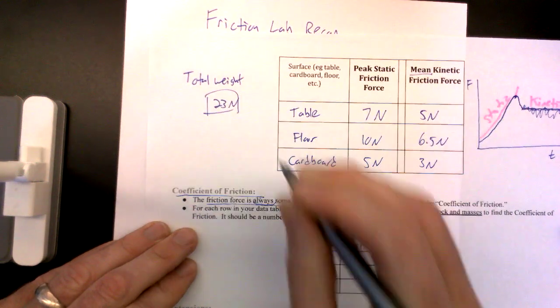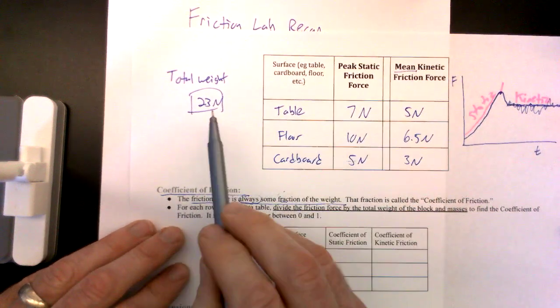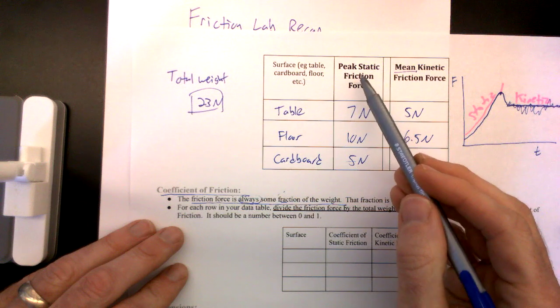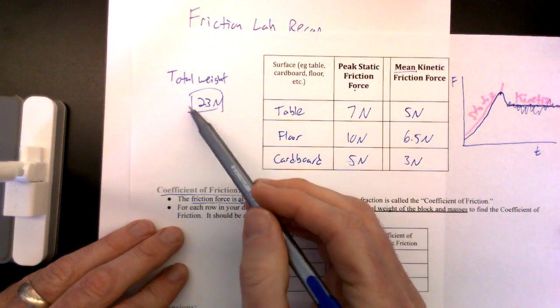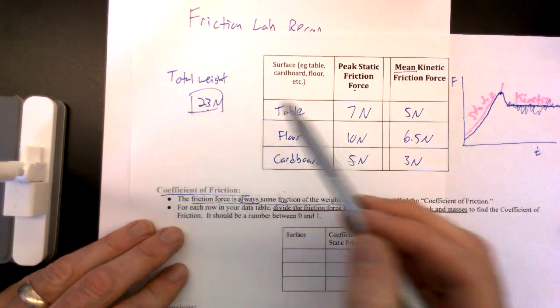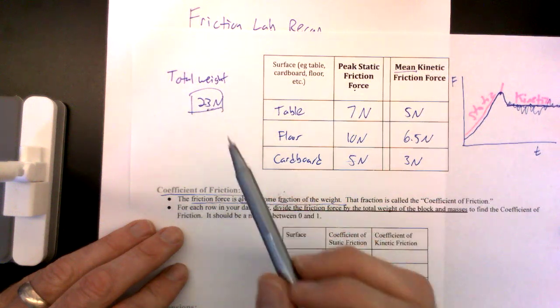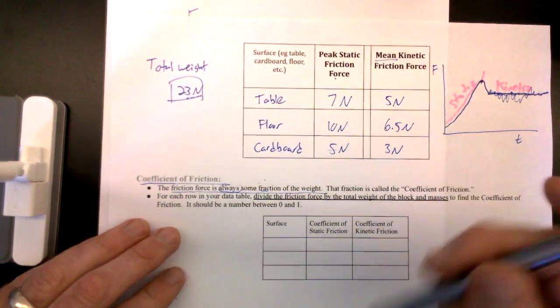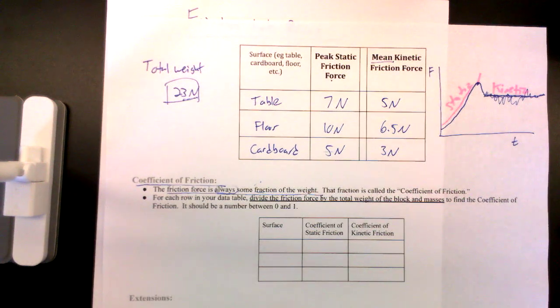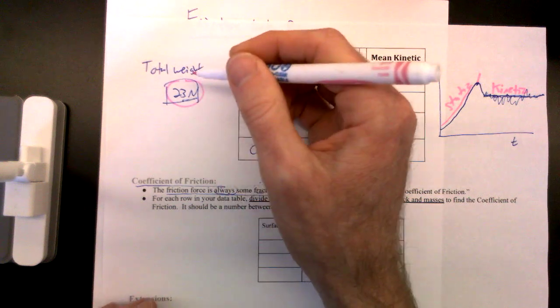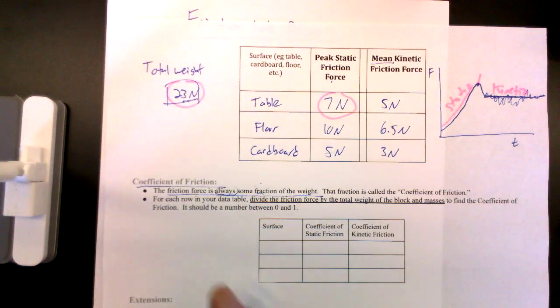And what we see is that none of these friction forces ever get to be more than this total weight right here. So what I'm saying is your peak static friction force is always some fraction of your total weight. Same with your kinetic friction force, it's some fraction. It's never going to be more than this. And if I take, say, my static friction force and divide it by the weight, then we would get what's called the coefficient of friction.